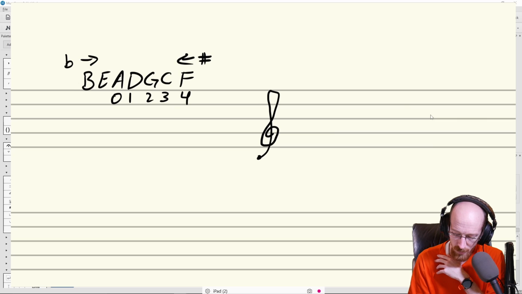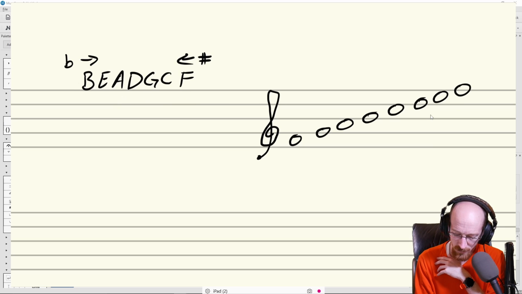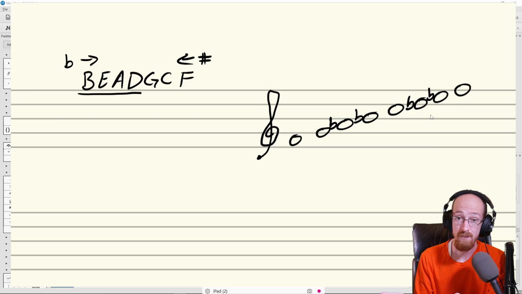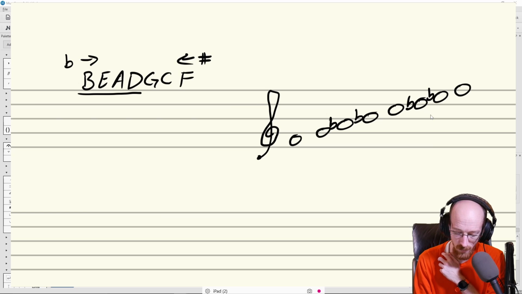So we simply go on here. We write down F to F. And we just put down the flats. So there's 4 flats. We know they're flats because we counted in the flat direction. And they are B, E, A, D. So we've got B, E, A, D. Boom. F minor, easy peasy, lemon squeezy, moving on, right?